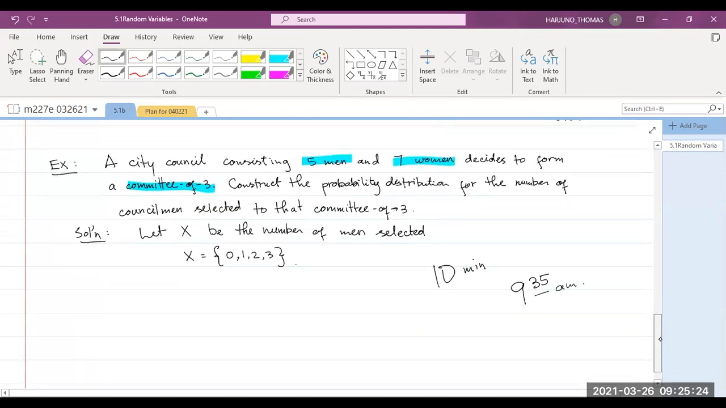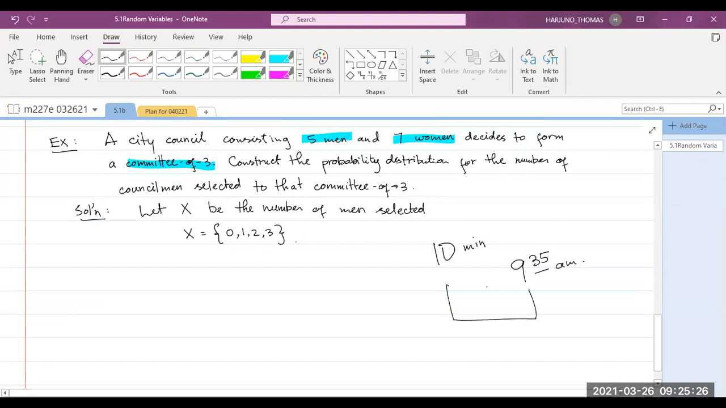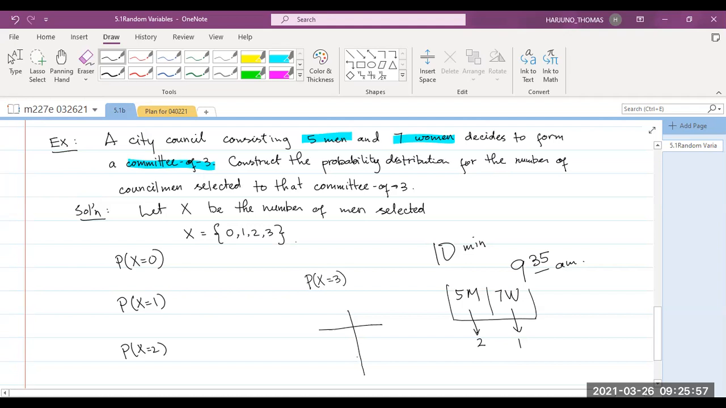But basically, you end up with this. You will have 5 men and 7 women. Let's say you want to select 1 man, 1 woman, then there must be 2 men there. Now, how to compute the probability? Basically, what you need is to find the probability that x equals 0, x equals 1, x equals 2, and x equals 3.